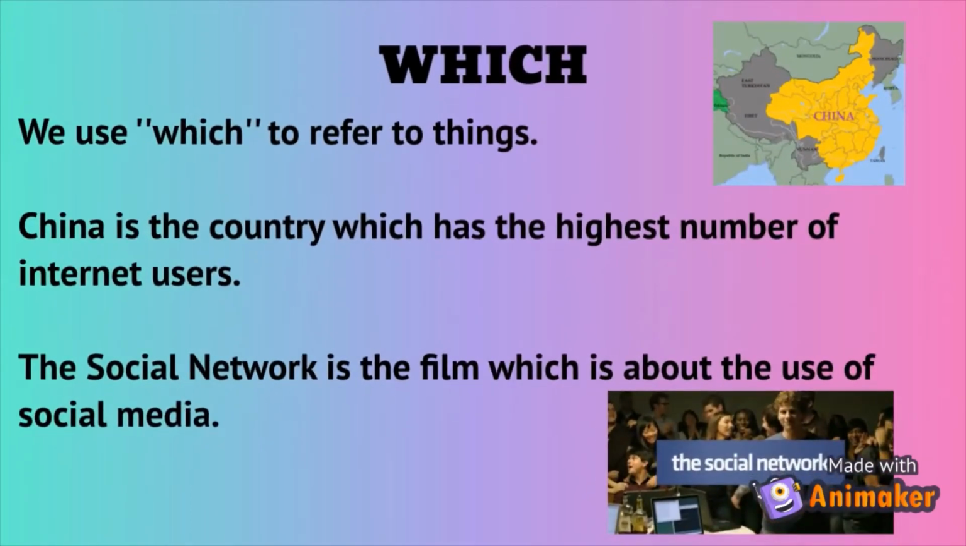Which. We use which to refer to things. We can use it for animals or any non-living thing, but we don't use it for people. For example, China is the country which has the highest number of internet users. Here, China is the country is the main clause. Which is the relative pronoun and it refers back to the country. And which has the highest number of internet users is the relative clause.